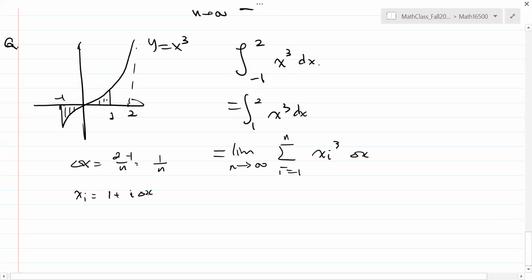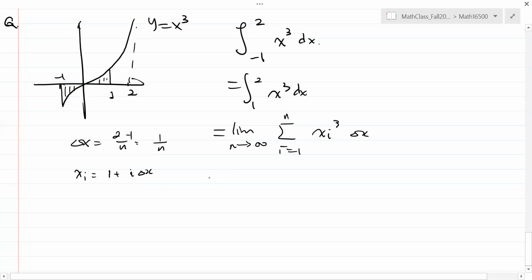Okay. So you find the endpoints, n subintervals between 1 and 2. Okay. Then you get the Riemann sums. Okay. xi star, xi cubed times delta x has a geometric meaning. That's just the area of the rectangle. Okay. All right. So we put. So you get.